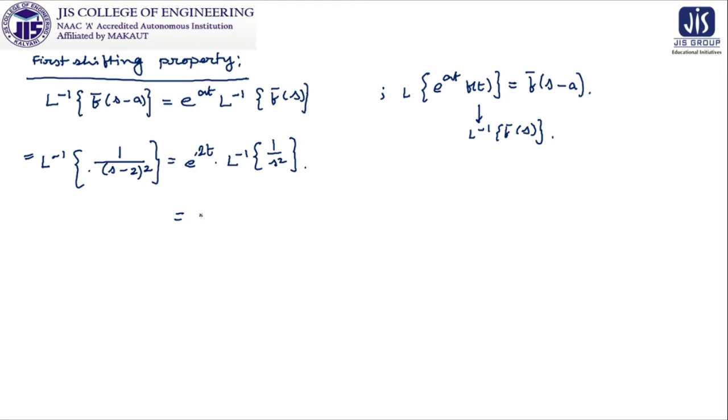In the next line we can write it as e to the power 2t into t, as the Laplace transform of t we know is 1 by s square. So Laplace inversion of 1 by s square will be t. And our job is done for finding the inverse Laplace transform of this problem.